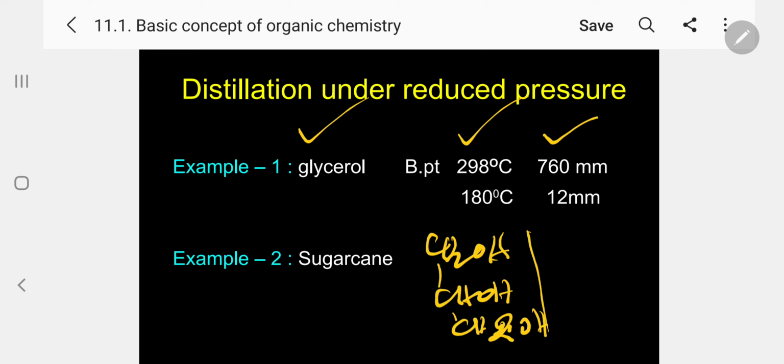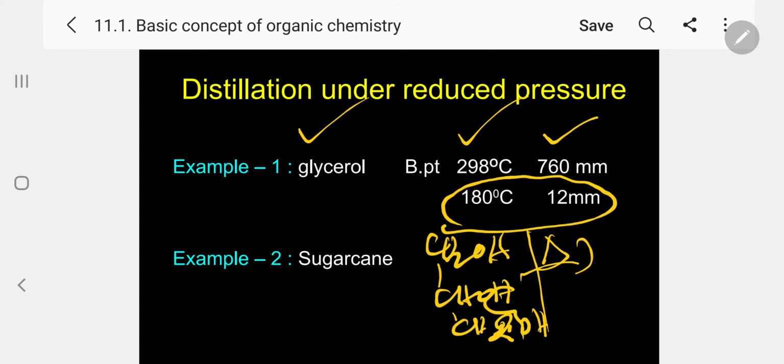But what will happen if you heat at this particular temperature? This will decompose. Decompose means water will be eliminated, and it will become charring. You will not get glycerol in pure form. But instead of that, kindly follow, by distilling under reduced pressure, specifically at 12 millimeters of mercury and 180 degrees centigrade, this can be distilled without decomposition. Same thing, sugar cane also.